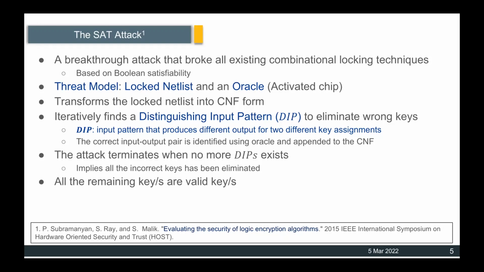In this attack, what it does is it tries to transform the locked netlist into a CNF form, and uses that to obtain the key. The basic crux of this attack is based on the definition of what are called distinguishing input patterns, also abbreviated as DIP. So DIP would mean that these are input patterns.